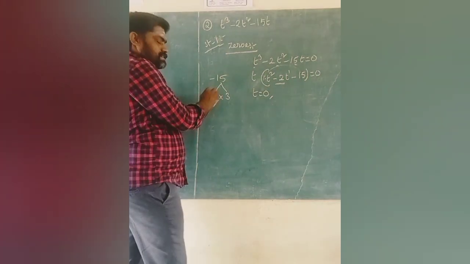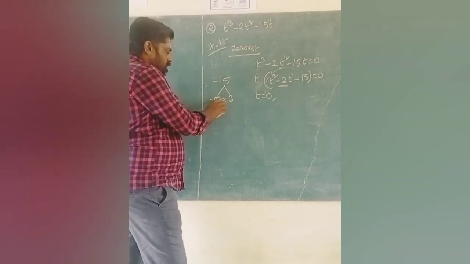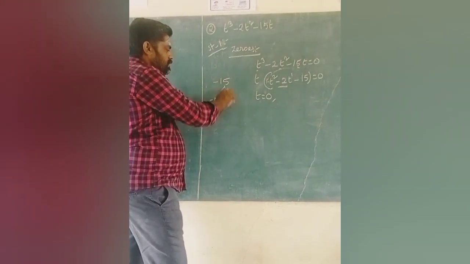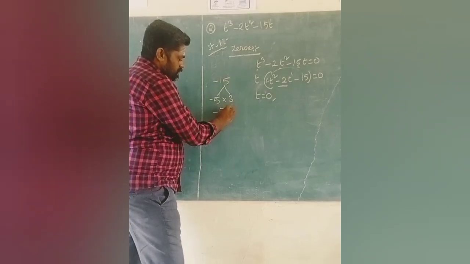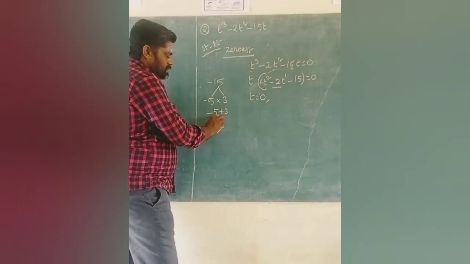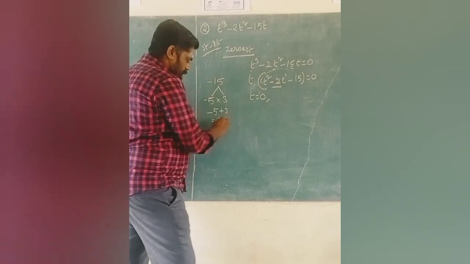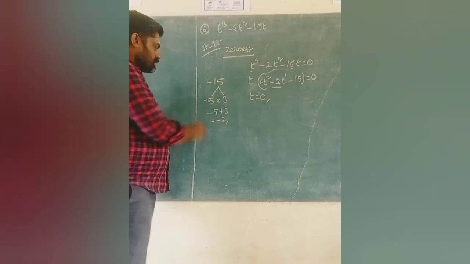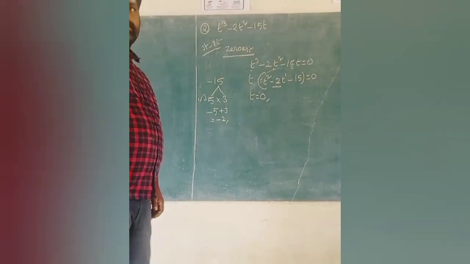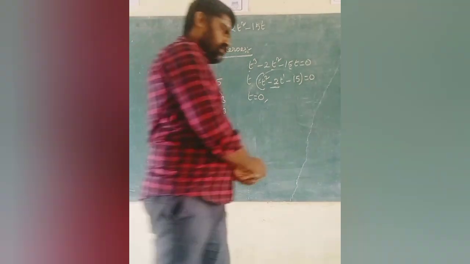Now you can check which is correct or not. Plus into minus, minus. 5 threes are 15. Then minus 5 plus 3, what is the answer? Minus 5 plus 3, you will get minus 2. So we choose these factors. Understood? Okay.